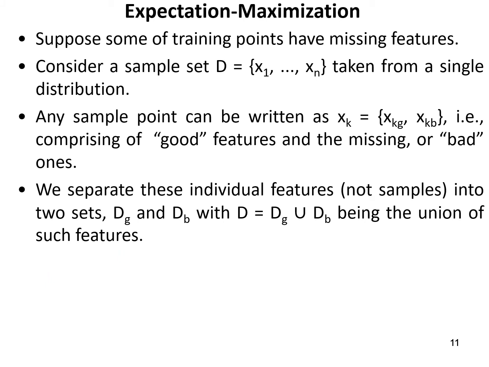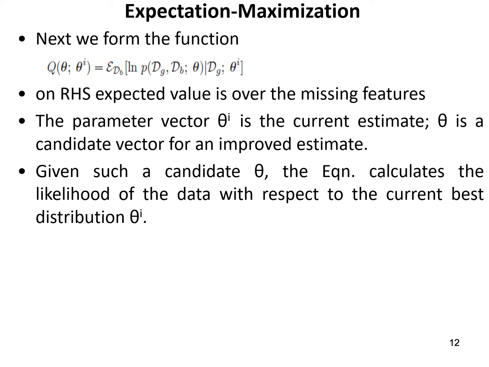Expectation maximization algorithm for parameter estimation. Suppose some of the training points are missing features. Consider a sample set D equal to x1 to xn taken from a single probability distribution. Any sample point can be written as xk equal to xkg and xkb, that is, comprising both good features and bad or missing features. We can separate these individual features into two sets Dg and Db such that D equals Dg union Db.